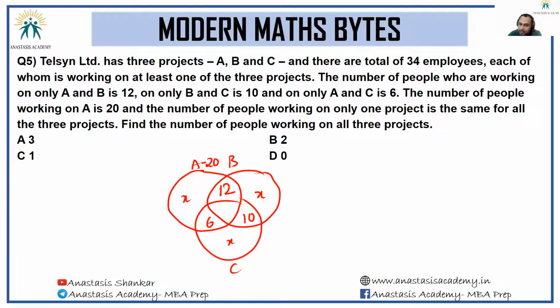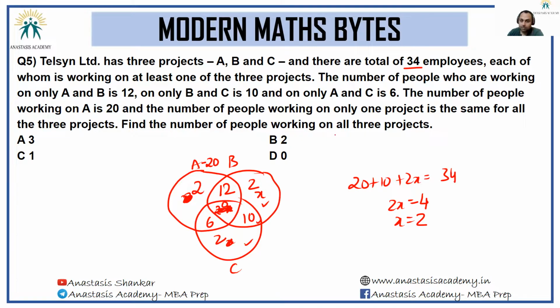We can now ascertain that out of 20 people of A, 18 are already accounted for. x is here, so this has to be 2 minus x. Now, people of A plus these 3 sets should add up to 34, because there are 34 total employees and everyone is working on at least one. So 20 plus 10 plus 2x is equal to 34, or 2x is equal to 4, or x is equal to 2. If x is equal to 2, this is 2. This region here is 0. This is 2. This is 2.